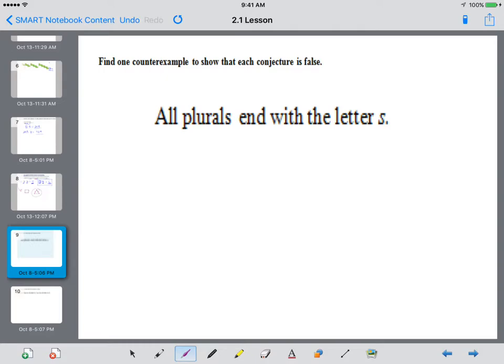All plurals end with the letter S. All you have to do is think of a plural word that does not end in the letter S. Here's my word. CJ.